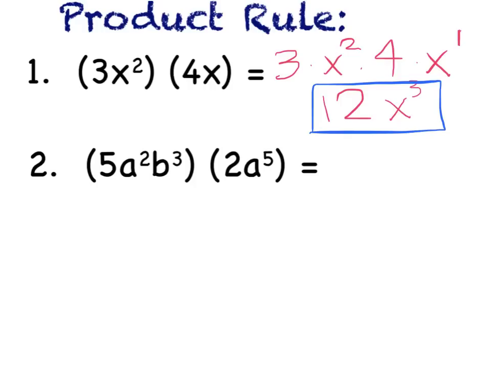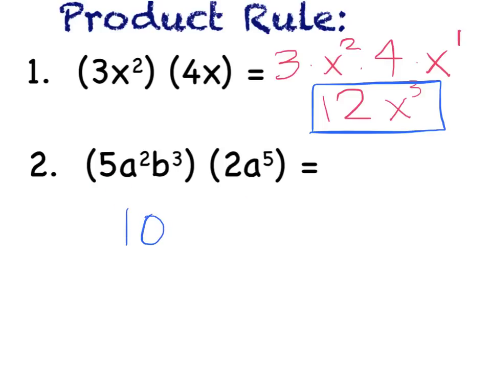All right, take a second to look at the next example. In the next example, I'm going to do the same thing. I've got 3 different bases. I have my coefficients, I have my a variables, and then I have my b. So my final answer is going to have 3 components to it. So I'm going to go ahead and multiply 5 times 2. That's going to give me 10.